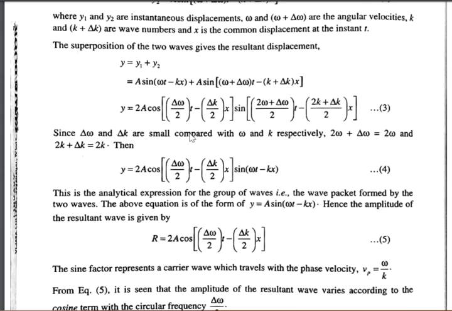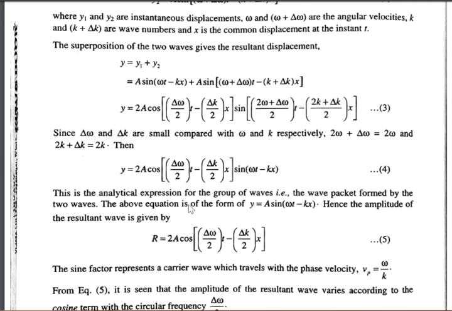Then equation 3 becomes y is equal to 2a cos(Δω/2 t − Δk/2 x) into sin(ωt − kx). This whole term becomes sin(ωt − kx). Now from this equation 4, the term 2a cos(Δω/2 t − Δk/2 x) gives the amplitude of the resultant wave.